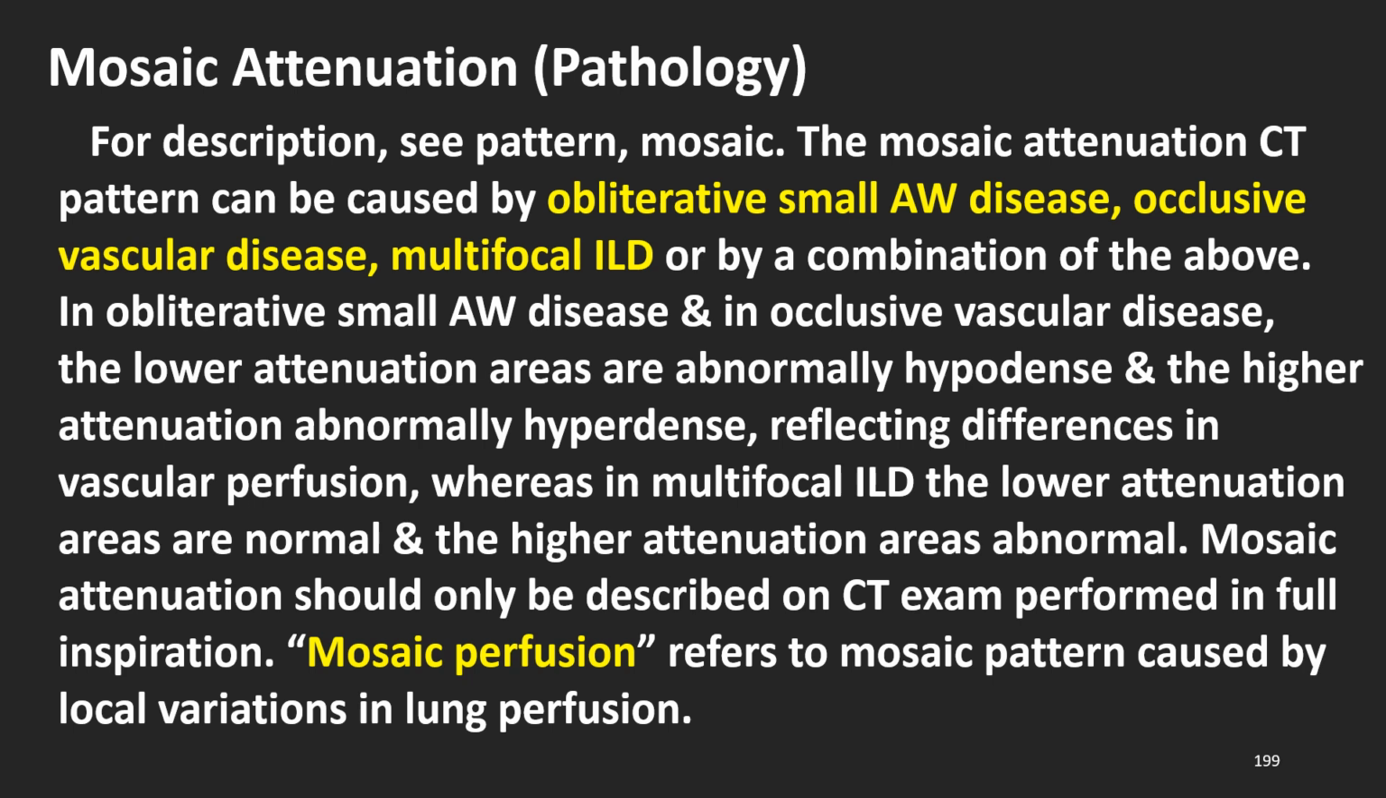In obliterative small airway disease and in occlusive vascular disease, the lower attenuation areas are abnormally hypodense and the higher attenuation abnormally hyperdense, reflecting differences in vascular perfusion, whereas in multifocal interstitial lung disease, the lower attenuation areas are normal and the higher attenuation areas are abnormal.